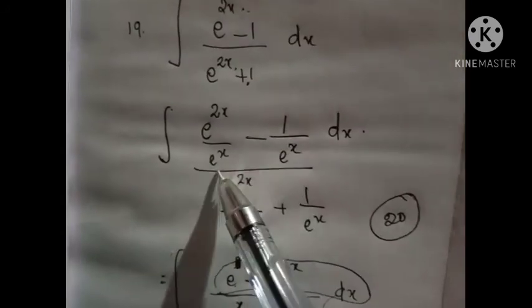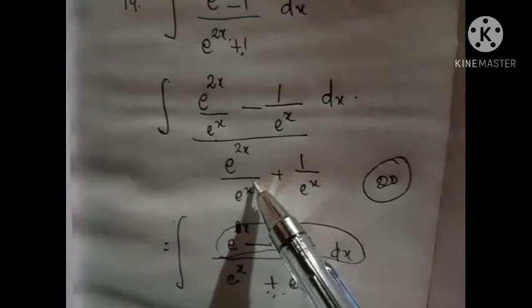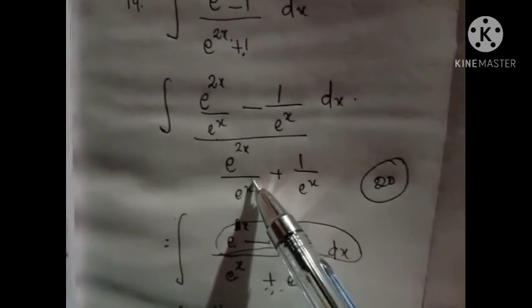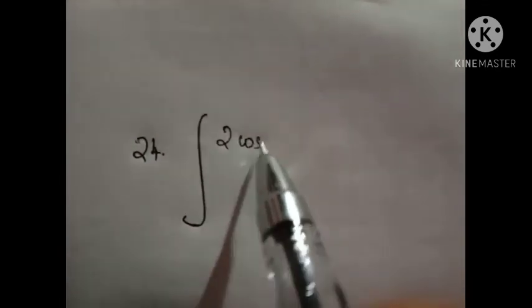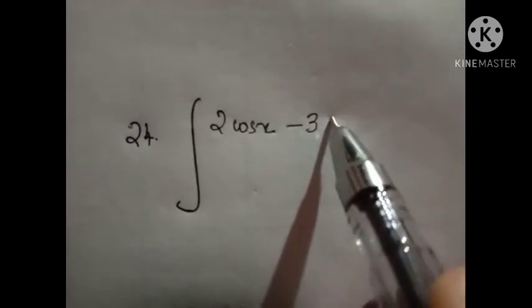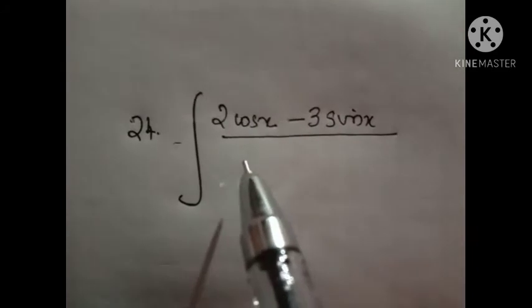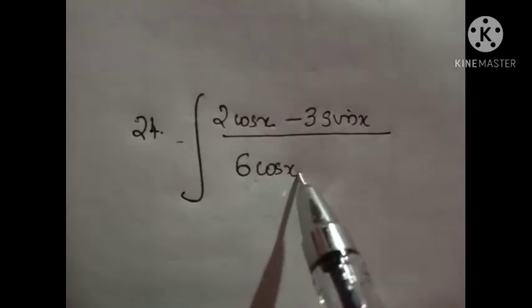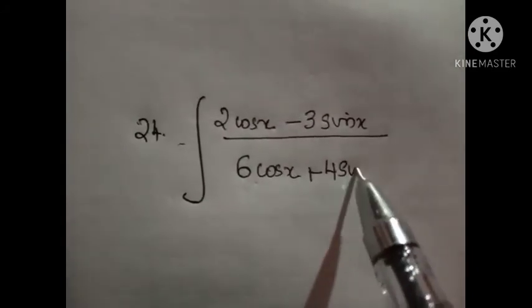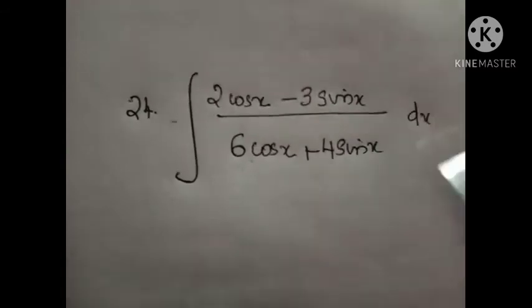Divide the term by e raised to x and put denominator equal to t. You will get the answer. Okay. Now another question. Listen, question number 24. Integrate 2 cos x minus 3 sin x divided by 6 cos x plus 4 sin x dx.